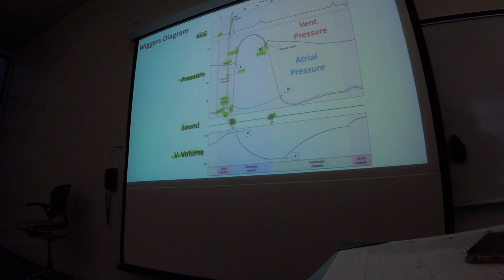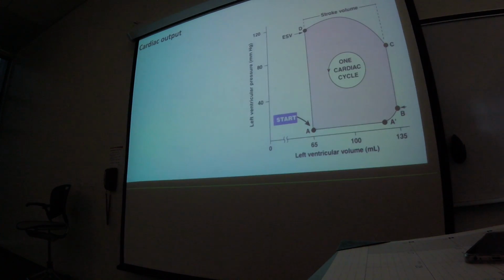All right. So, we talked about what happens in a given cardiac cycle. We talked about how muscles contract. We talked about the cycle that occurs. Now we're going to talk about ways we can modify it.